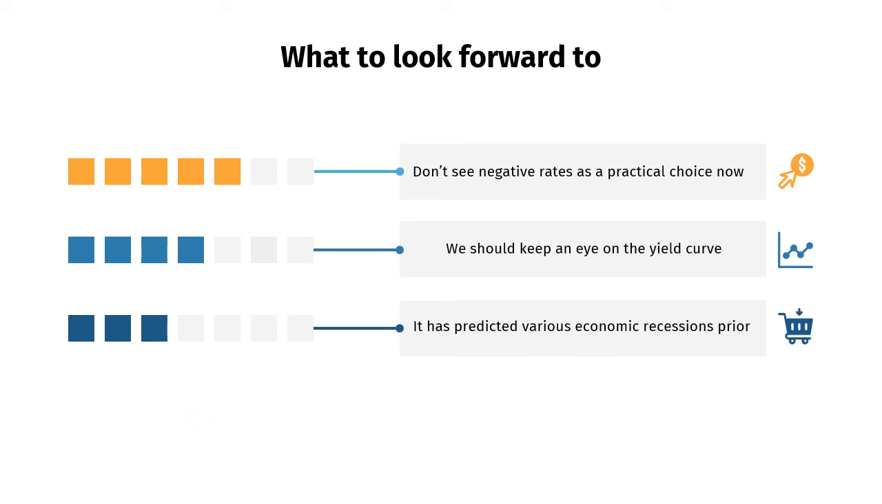In the future, there are a few things that we should look forward to. The Federal Reserve Vice Chair said that they don't see negative rates as a practical choice now, and we should keep a keen eye on this. In the past, the yield curve has been able to predict around seven prior economic recessions in advance, and it's very crucial that we keep a keen eye out for this as well.